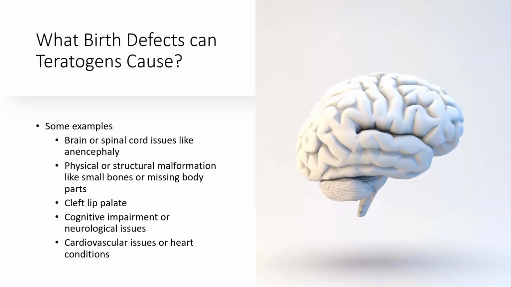Now that we've discussed some mechanisms of teratogenicity, what are the birth defects that teratogens can cause? Some examples, and this is not a comprehensive list, include brain or spinal cord issues like anencephaly, physical or structural malformation like small bones or missing body parts, cleft lip and palate, cognitive impairment or neurological issues, cardiovascular issues, or heart conditions.